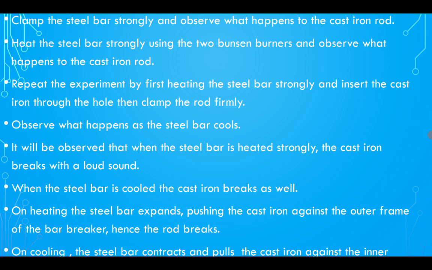So on cooling again, the steel bar contracts and pulls the cast iron against the inner frames. This also leads to breaking. So the experiment in short is showing us that solids expand when heated and they contract when cooled. Our observation was on what is going on when the steel bar is heated. It is made to expand. That expansion pushes the cast iron against the frame so that it breaks.